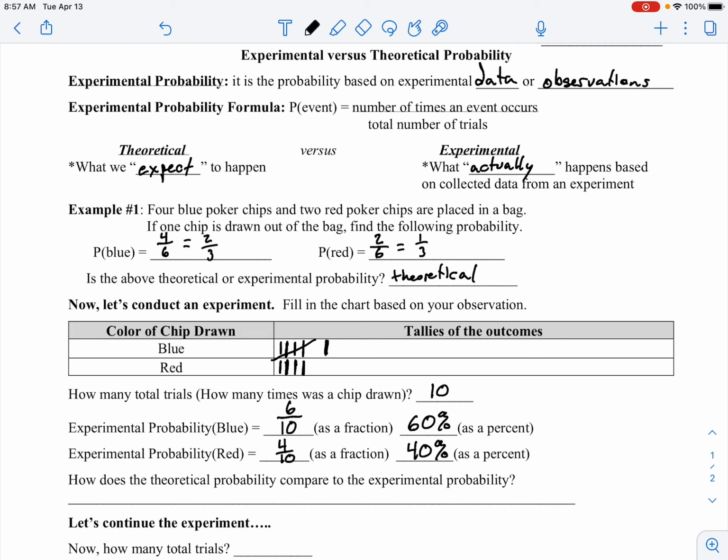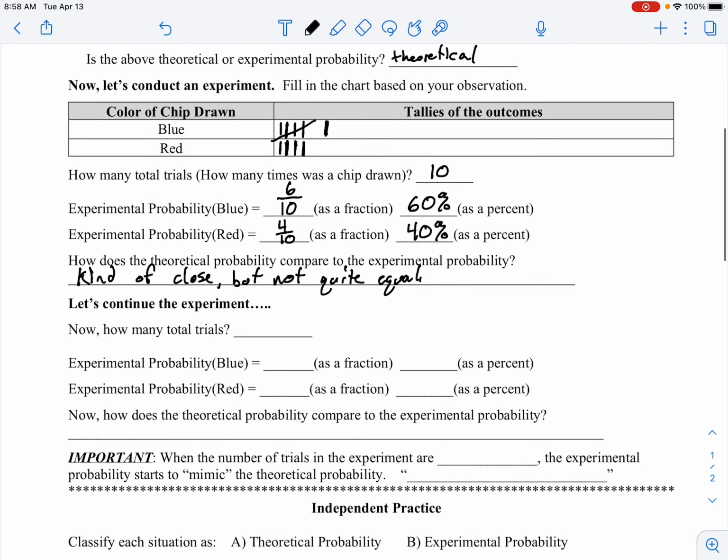All right, so how does the theoretical probability compare to the experimental probability? Well, we said 2/3, so 3/5, pretty close to 2/3, but you know, when we're dealing with only between 0 and 1, we're still a little bit far away. And so we can say kind of close, but not quite equal.